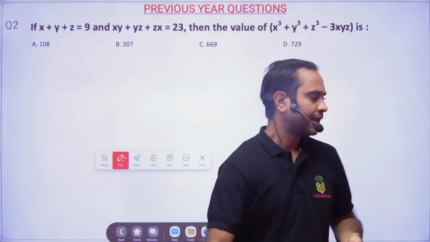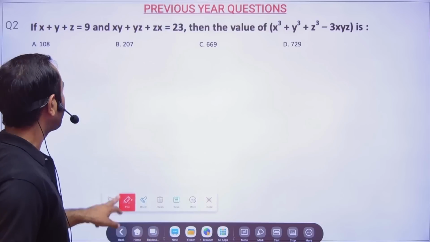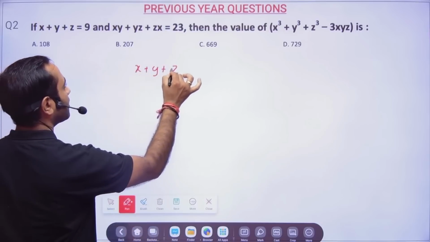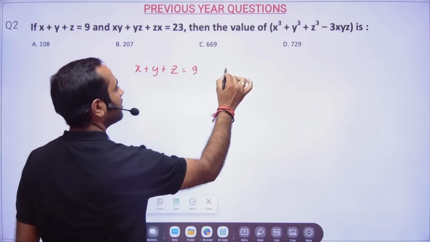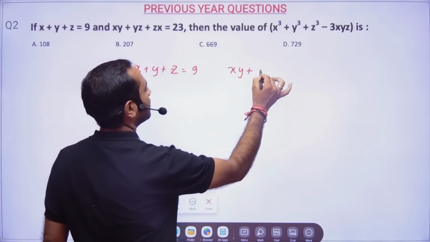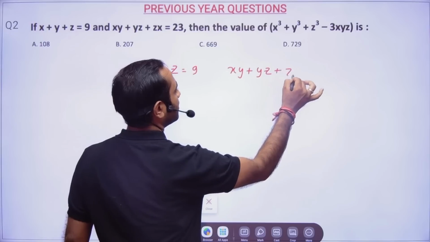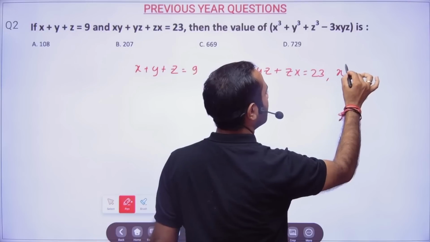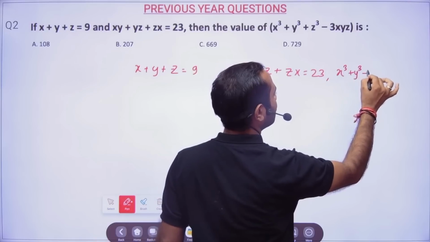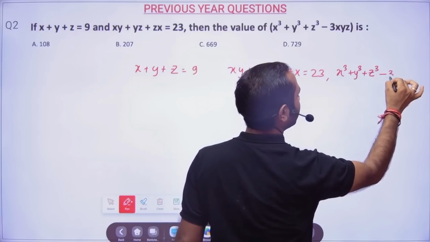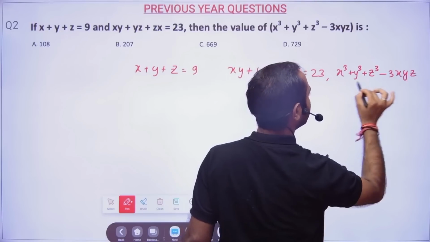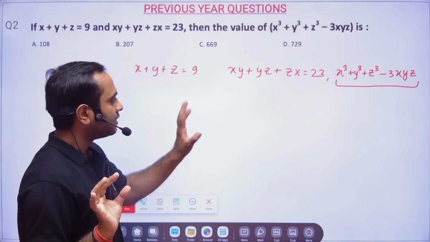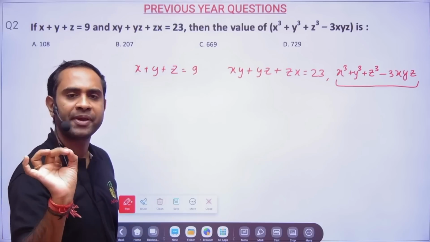Now friends, here you can see you have a problem. If x plus y plus z is equal to 9 and xy plus yz plus zx is equal to 23, then you have to find out x cube plus y cube plus z cube minus 3xyz. Friends, this particular problem is completely based on formula. Nothing else is there in this question, only formula.